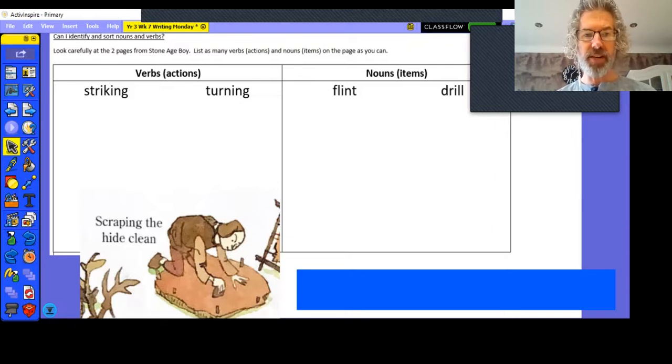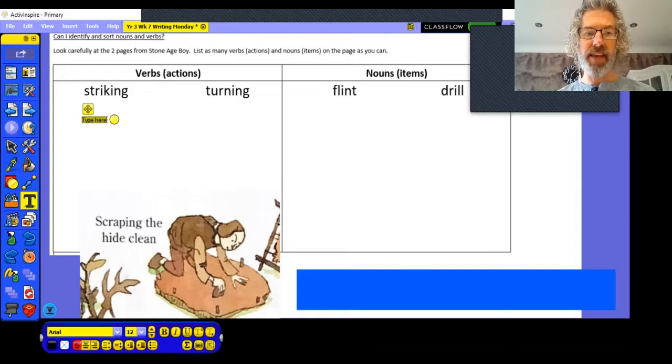Here's another example. If we look at this person here and the description, we've got scraping the hide clean. So I could type in here or write in here the verb. Can you work out what the verb would be? That's right, it would be scraping. So scraping is the verb, and what would the noun be? That's right, hide. Now you might not have come across hide as a noun before. Normally we would think of hide as being a verb, the verb to hide, go and hide, whereby you might play a game of hide and seek.